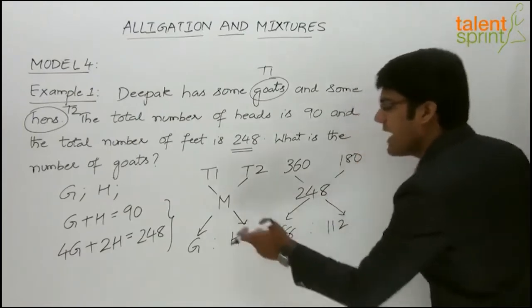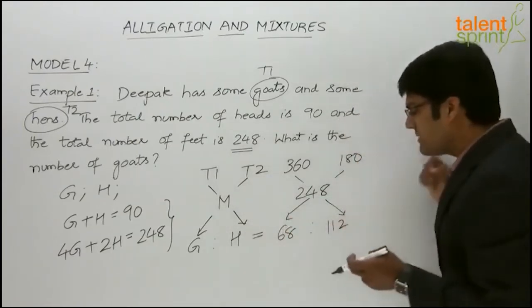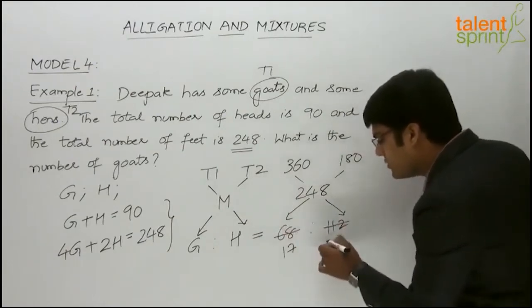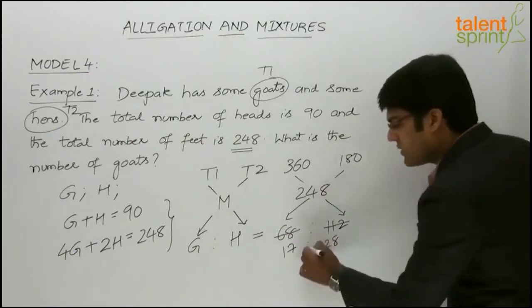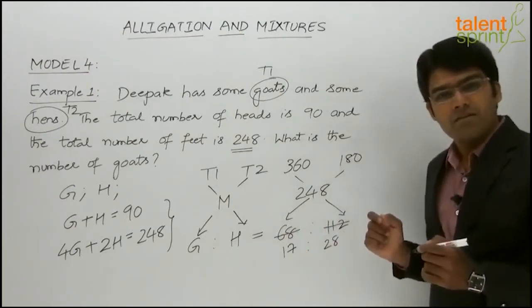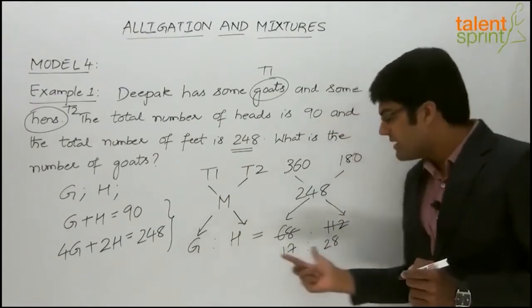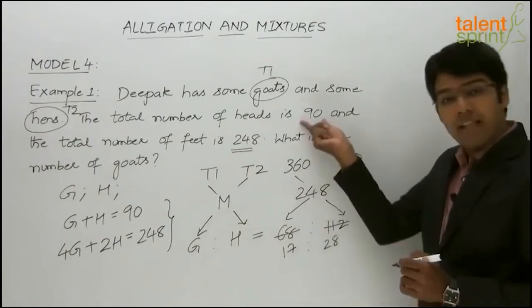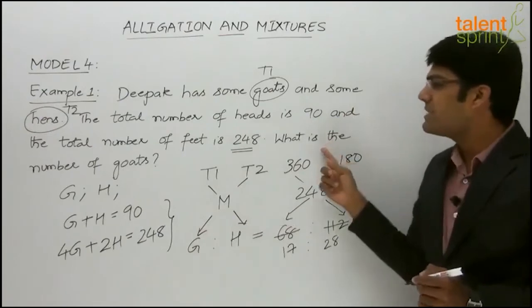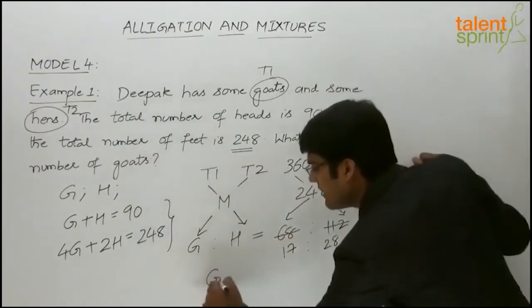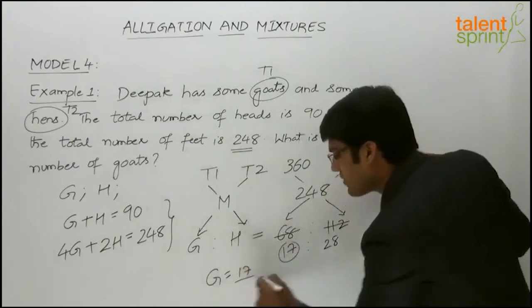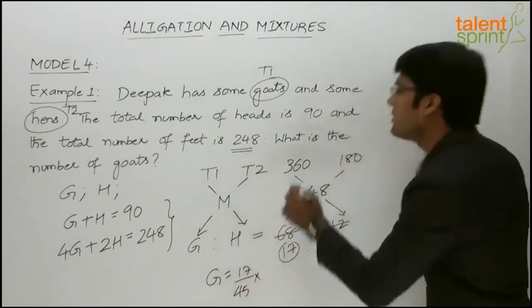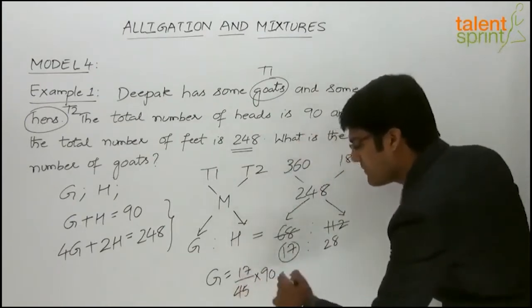So we can say G is to H equals 68 is to 112, but this can be simplified further, as 4 into 17 is 68 and 4 into 28 is 112. So the final ratio can be taken as 17 is to 28. So clearly, goats is to hens, the ratio is 17 is to 28. Now we can use this ratio 17 is to 28 with respect to 90 to find the number of goats. The final question here is, what is the number of goats? The number of goats G will be equal to 17 parts out of a total of 17 plus 28, 45. So 17 by 45 into the total number of animals, 90.